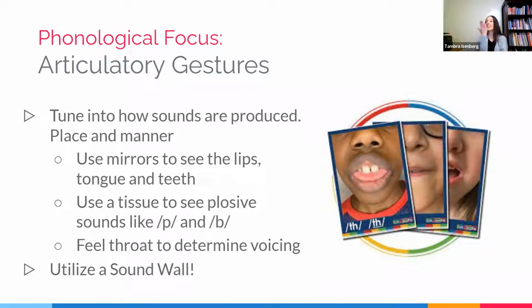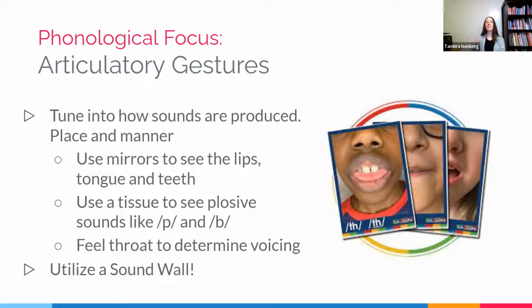So they can have their hand in front of their mouth, or they can use a tissue. If I say shh, that's sort of a steady flow of air. If you put your hand in front of your mouth, you can feel that shh. But if I say ch, you can feel that it's sort of a push of air. You can draw students' attention to those mistakes with their hands or tissue.